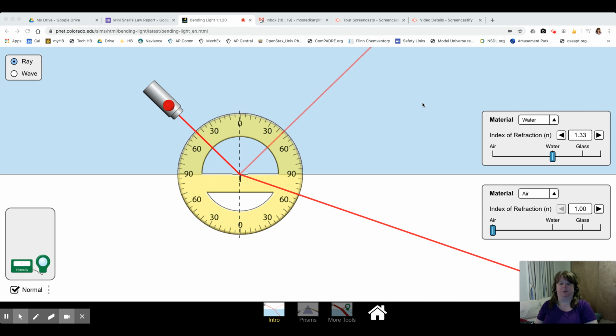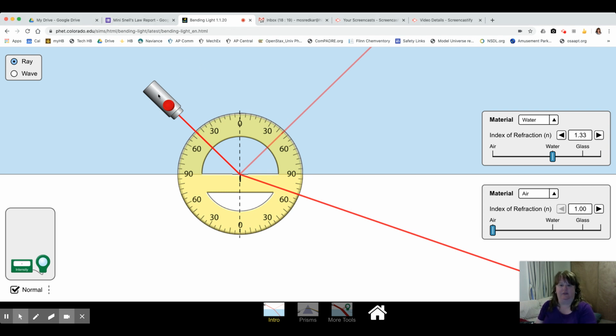All right, one more time. We're still in our Bending Light PhET app, and I wanted to make sure that we finish this up. We've already established that as light goes from what we call a more optically dense medium to a less optically dense medium, the angle of refraction is larger than the angle of incidence. It's bending away from the normal.